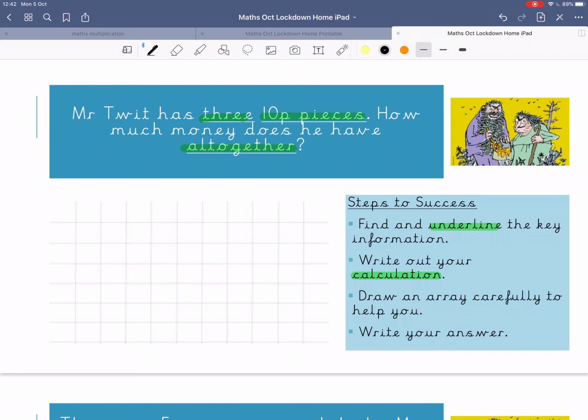Okay, so he's got 3 of them. This is the start of my calculation. And 3 lots of 10p's, doesn't he? Yeah, 3 lots of 10-pence pieces. So I want to know how much money he has all together.